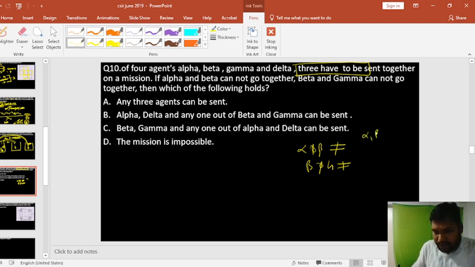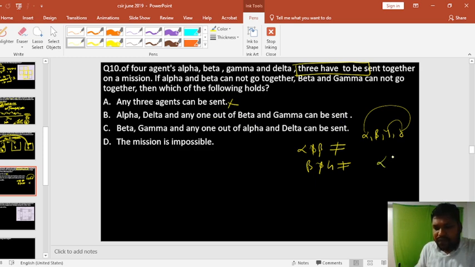Like we have alpha, beta, gamma, and delta. 3 agents means if I select alpha, gamma, and delta, is it possible? Alpha, gamma, and delta. So any 3 agents cannot be possible. That is correct. Alpha, delta, and any out of beta and gamma can be sent.